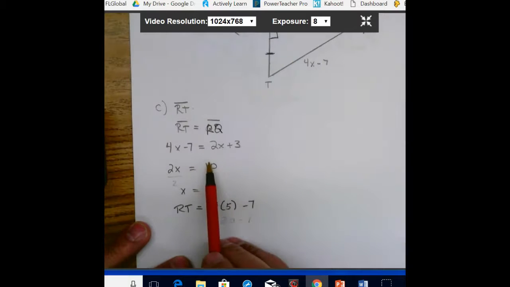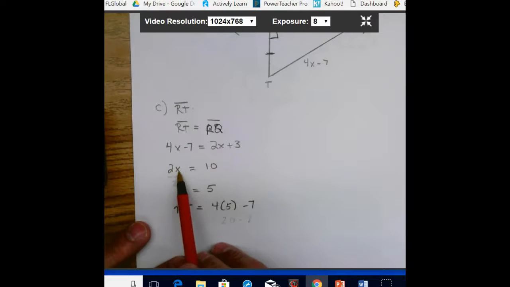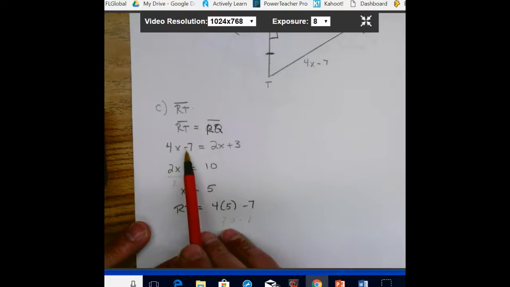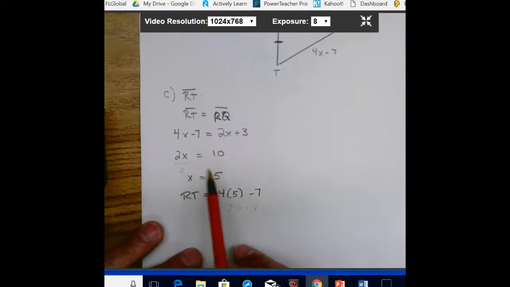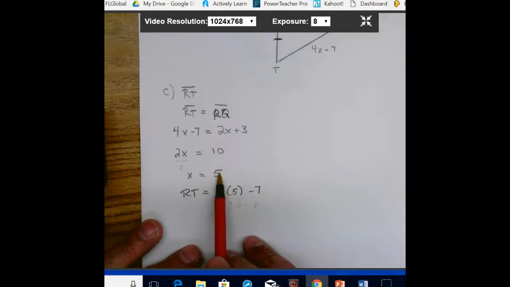We then do some math. We're going to subtract 2x from both sides. That's going to give us 2x. We're going to add 7 over to this side. It's going to give us 10. We get 2x equals 10. Divide by 2. We get x equals 5.